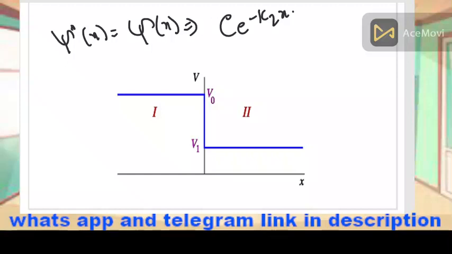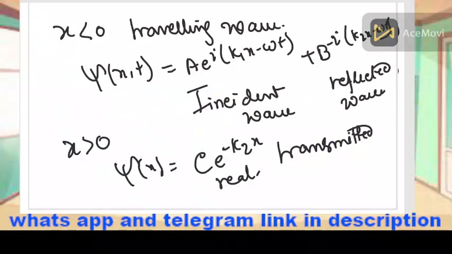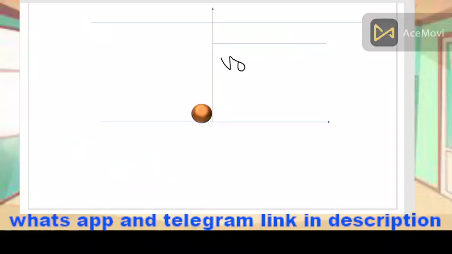Hello students, so we will continue this lecture on the potential step problem of the Schrodinger equation. In the last lecture we observed that for a particle whose energy is less than the potential step V naught, the particle cannot cross the barrier. This is the classical result I explained in the previous lecture. You can watch that, I have it in the playlist.